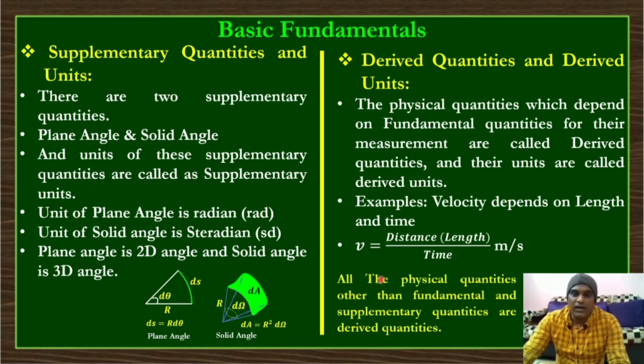And all the physical quantities other than fundamental and supplementary, meaning other than those 7 fundamental and 2 supplementary, other than these 9 quantities, all other quantities are derived quantities. All other quantities are what? Derived quantities. Okay, so there are thousands of quantities, and all take help of these fundamental quantities and are described by them. Clear?